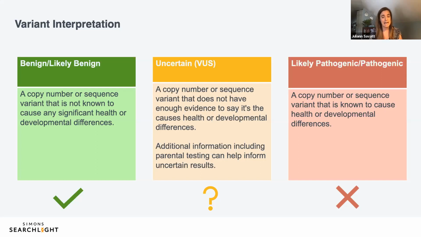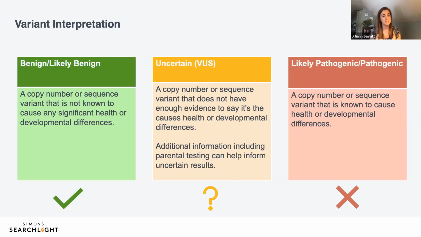Interpretations from genetic testing laboratories primarily fall into three categories: benign, uncertain, and pathogenic. Benign means that the copy number variant or sequence variant is not known to cause any significant health or developmental differences. Pathogenic means that this copy number or sequence variant is believed to cause symptoms or features. If there's not enough information to put a variant into those categories where we say, yes, it's tied to health or development, nope, we don't think it's related, we have to call it uncertain.